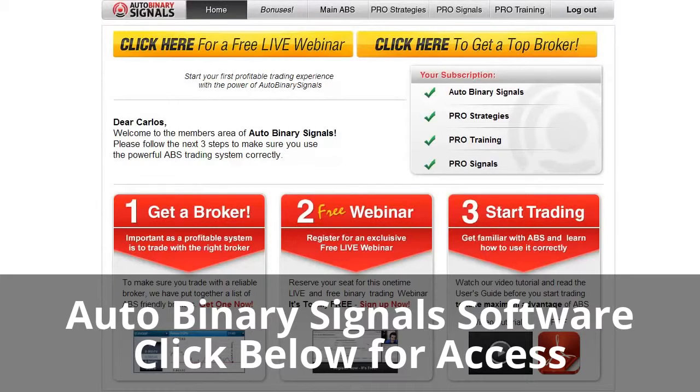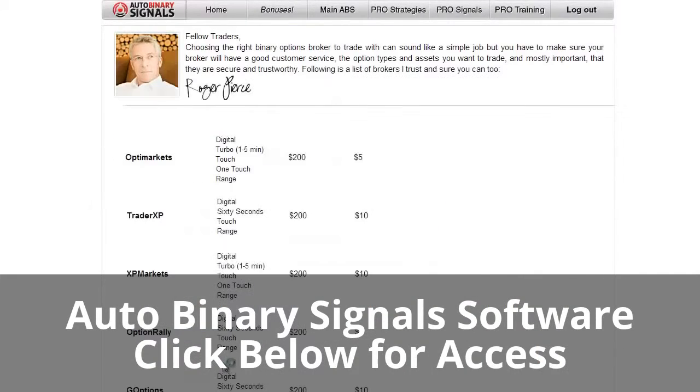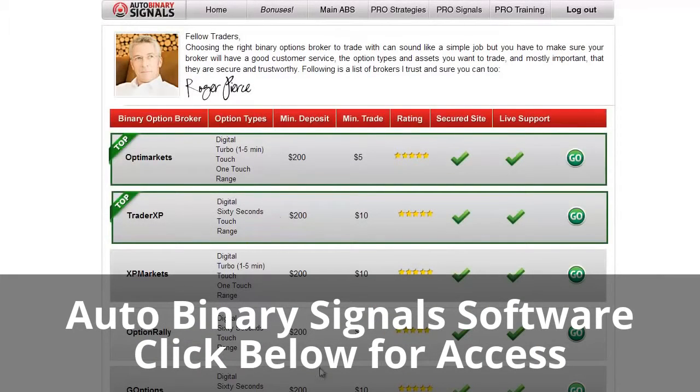Alright, so the first thing, let's say that I already did this step, which is selecting a broker. I just click here and I get a few options that Roger recommends. So I would click on go or on the name and register with the broker of my choice. But if you follow Roger's recommendation, which is also what I did, I have opened more than one account. I have opened accounts at a couple of these brokers.